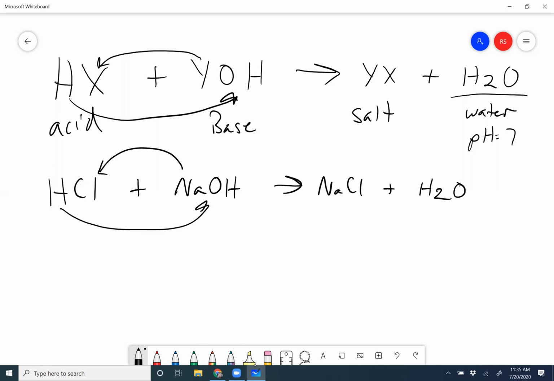Acid-base neutralization reactions are really easy to balance. For every H, you need an OH. So if you have 1 and 1, then you're good. And then that's how many waters you have. So here's a good example.